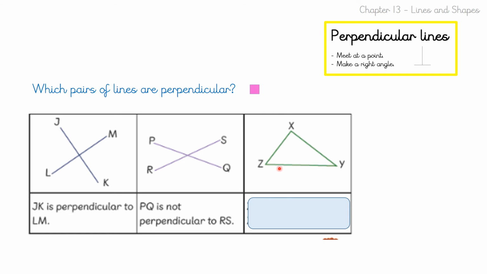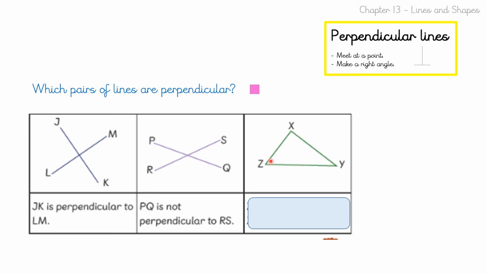What if we look at the opposite side? Are these 2 lines perpendicular? Are they forming a right angle here? No, again, well done. That is an acute angle, an angle that is smaller than a right angle. So we've got 2 more lines left to check. We've got YX and XZ. Do they make a right angle?